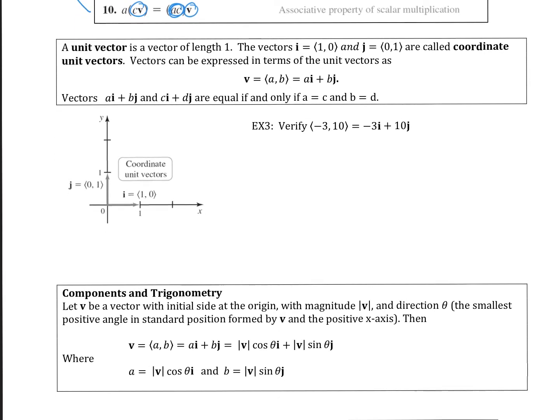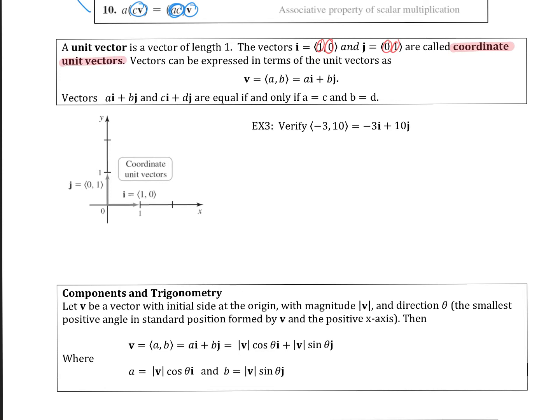Now, a unit vector is a vector that has a length of 1. The vectors i equal to (1, 0), so the a value is 1 and the b value is 0, and j, (0, 1), are called coordinate unit vectors. Very important to remember. Coordinate unit vectors.